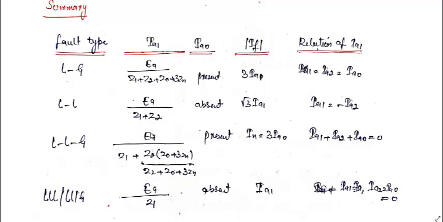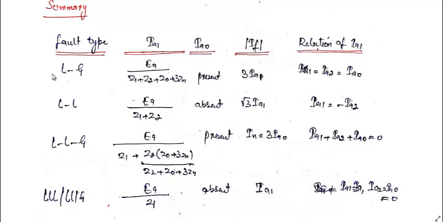For LLG, its IA1 will be equal to EA divided by Z1 plus Z2 into Z0 plus 3 times Zn divided by Z2 plus Z0 plus 3 times Zn. If Zf is there, here we have to add one more, that is 3 times Zf. Here also we have to add 3 times Zf. So for three-phase fault, whether it is simply three-phase fault or three-phase to ground fault, its IA1 will be equal to EA by Z1.